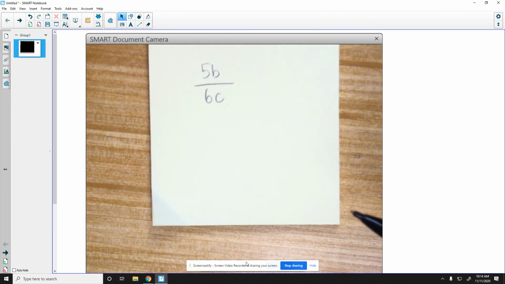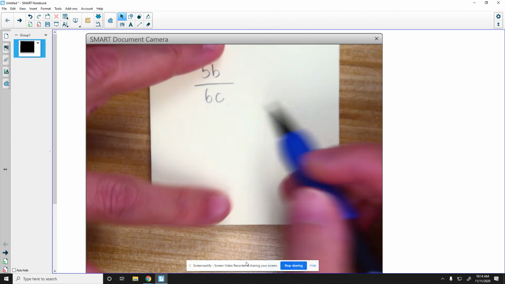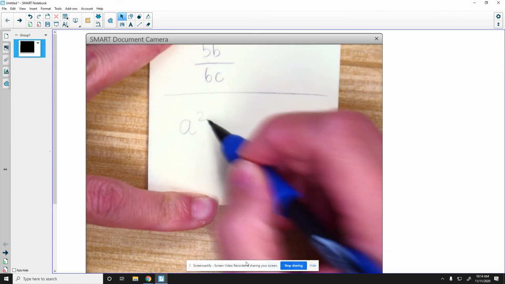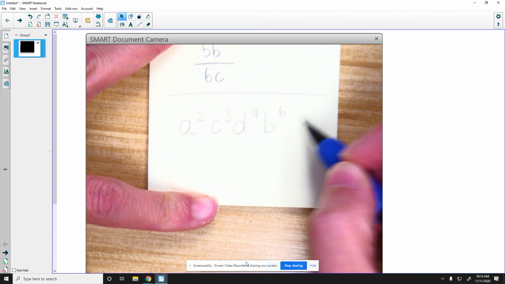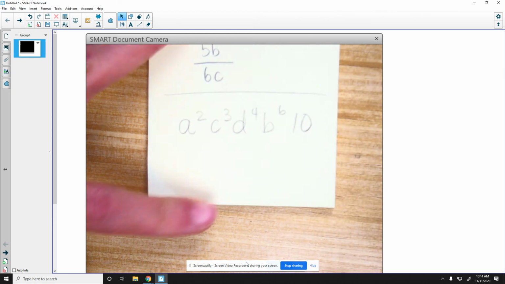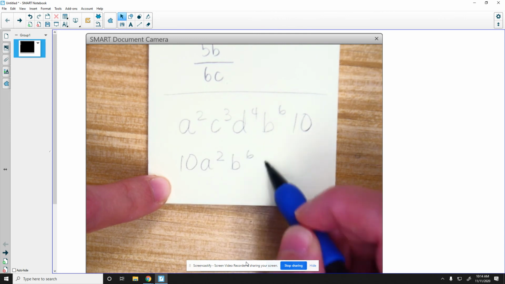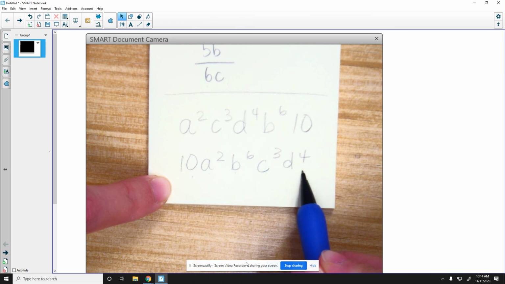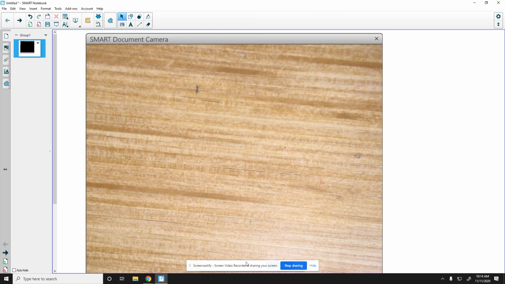Does that make sense? There's no such thing as combining them because one's on the top and one's on the bottom. I'm basically just saying if you have an answer like A squared, C 3, D 4, B 6, 10, don't write it like that. Write it as 10, A squared, B 6, C 3, D 4. The number comes first and you have A, B, C, D. Okay, so put it in alphabetical order.